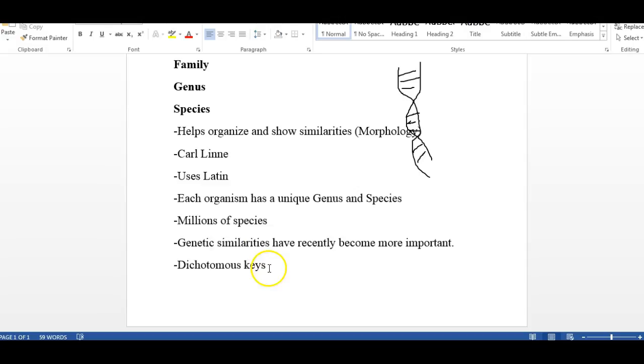And then dichotomous keys, we're practicing with them in class. Make sure you know how to use them. If you have two organisms that look similar but they're not the same organism, how do you identify them? Scientists have designed dichotomous keys to help do that. Okay, so that is it. Make sure you annotate these and turn them in, and good job.